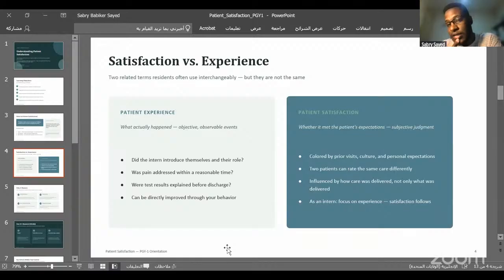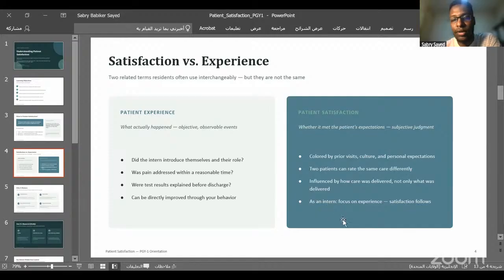Let's look at the other side, patient satisfaction. As we've mentioned, it's a subjective judgment, so it differs from one patient to another, although, for example, the quality of care was the same. It is colored by prior visits, culture, and personal expectations. Two patients can rate the same care differently, influenced by how care was delivered, not what was delivered. How the care was presented or given to the patients will affect the patient satisfaction, but not what was actually delivered. What was actually delivered is the patient experience.